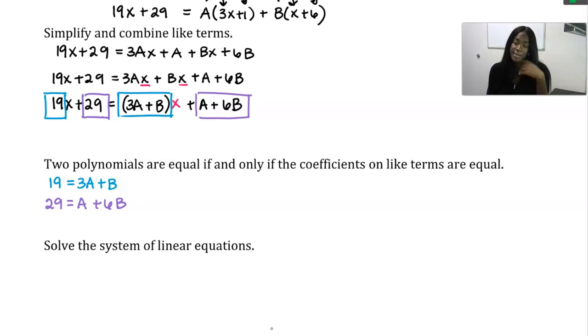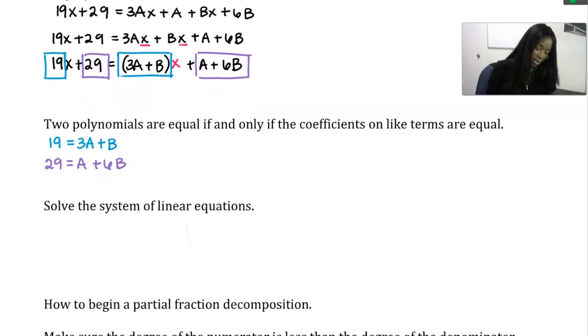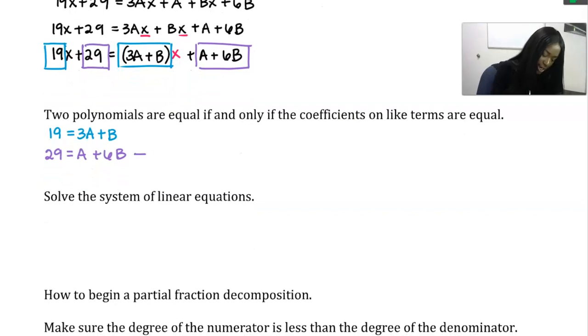Now this is a system of linear equations. Just like what we looked at in the previous lesson, where we were solving systems of linear equations using, we didn't call it elimination, using substitution and the addition method, that's the same thing that we have right here. I'm going to solve this system using, let's do the substitution method, okay? Because this second equation, I can quickly solve for a by just subtracting 6b from both sides to see that a is equal to 29 minus 6b, and then I'm going to substitute that into the first equation.